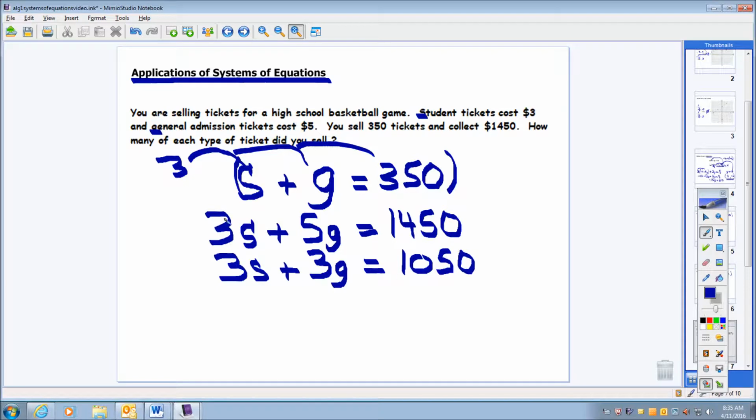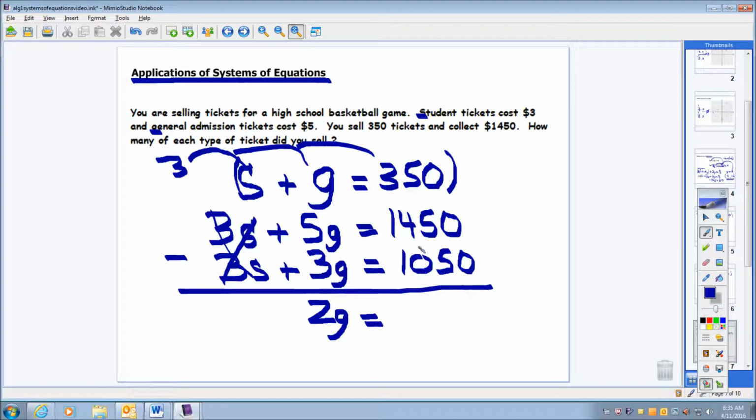Now, notice I have the same number here. If I add these together, nothing's going to cancel. But if I have the same number with the same sign, let's subtract. See, 3S minus 3S is gone. That's the whole idea. We've got to get rid of a variable. So 5G minus 3G is 2G, and all of that equals, just do the subtraction, 400.